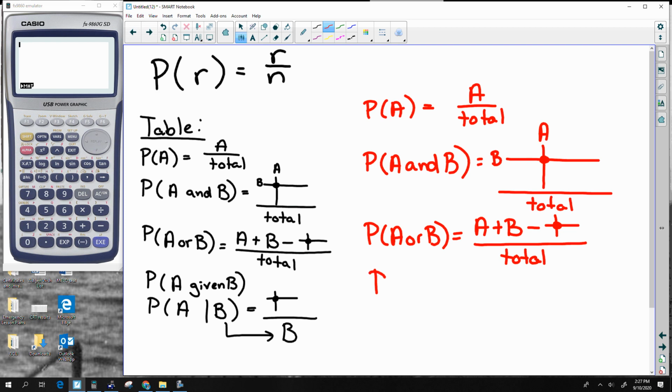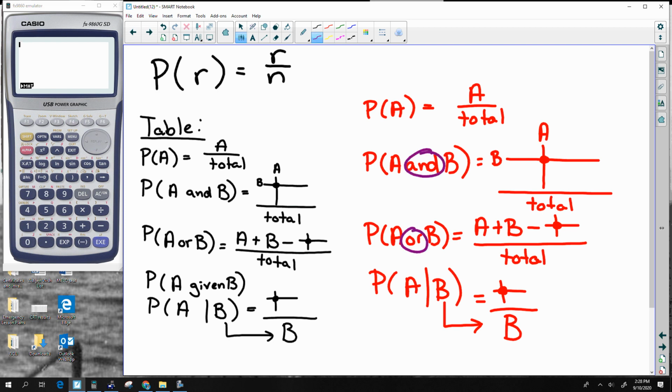And then last but not least is what is the probability of A given B. You take the number of B's, and that becomes that bottom number, and the intersection, the and, is the numerator. So again, that's your brief explanation of table problems. You're looking for, in essence, the key word that exists. And this vertical line represents the word given.